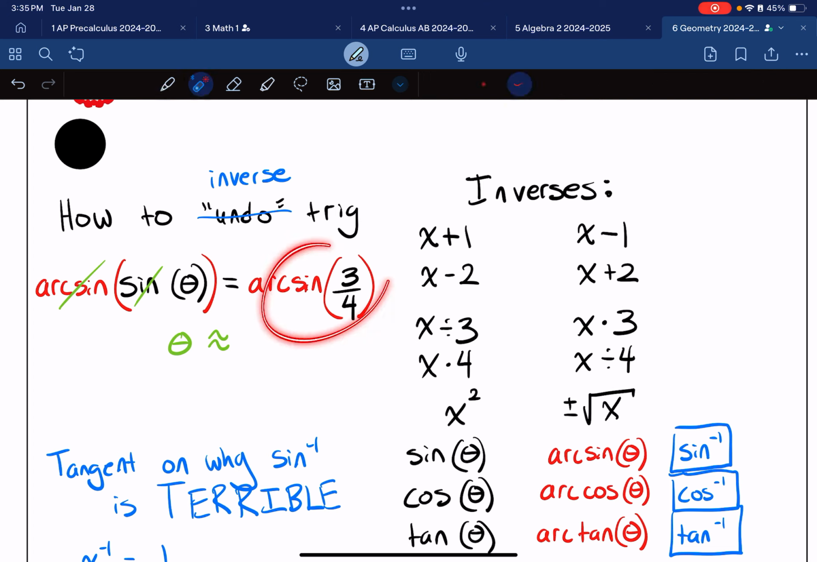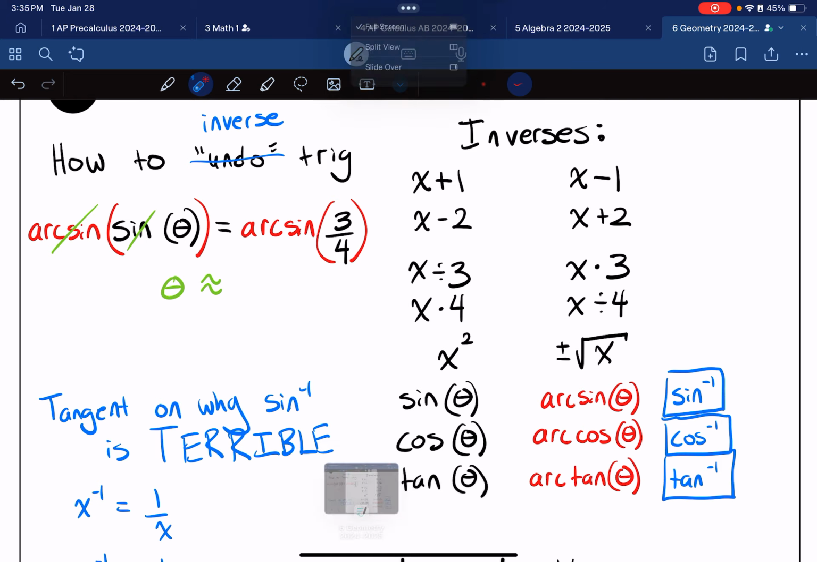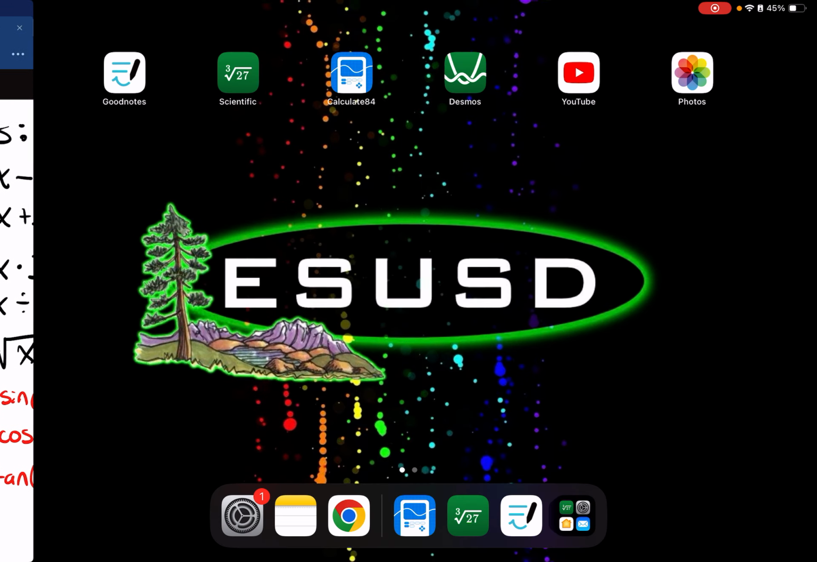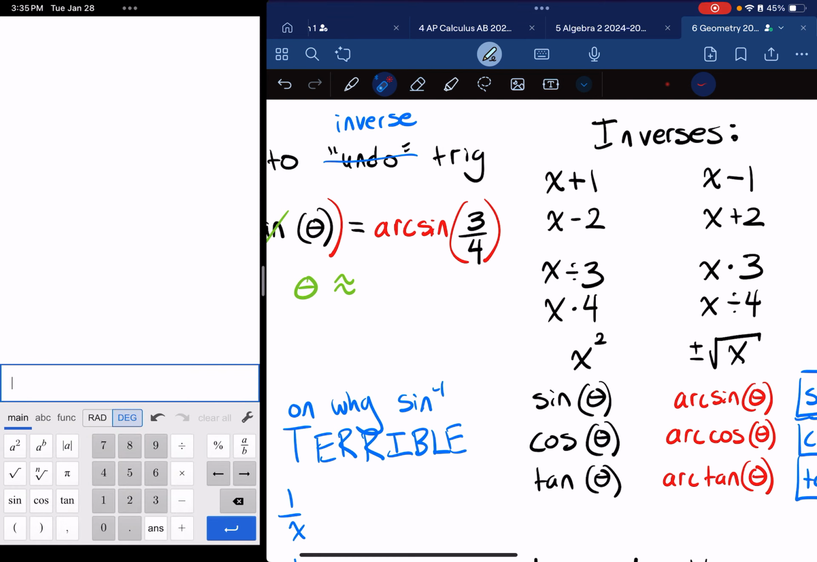And this is something that, back in the day, you'd have a giant textbook that would tell you, what is arc sine of 3/4? And you look it up in your table and you'd be like, it's this decimal. Luckily now we have calculators. So let me go ahead and split my screen so I can go to my scientific calculator. Let's move that over here to the side. Let's go ahead and clear everything.